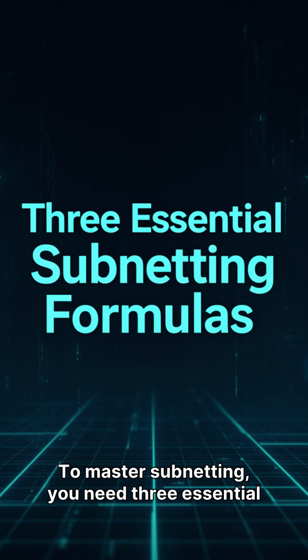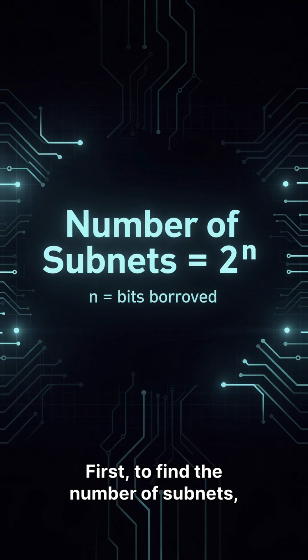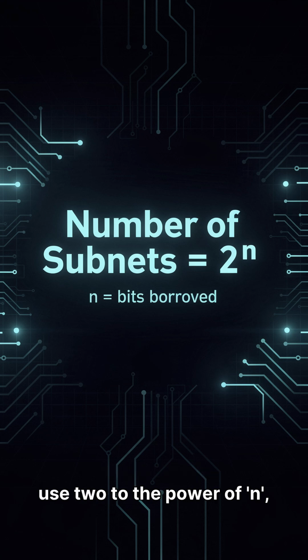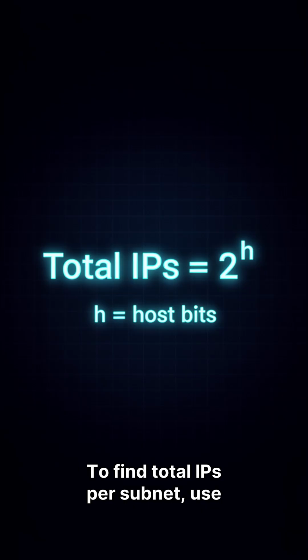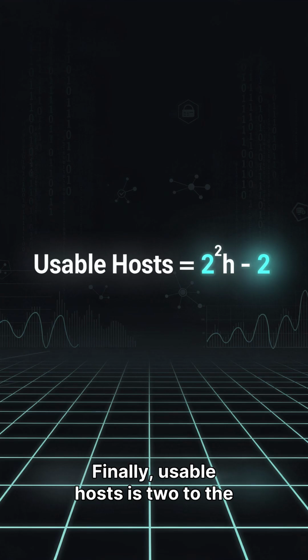To master subnetting, you need 3 essential formulas. First, to find the number of subnets, use 2^n, where n is bits borrowed. To find total IPs per subnet, use 2^h, where h is host bits. Finally, usable hosts is 2^h - 2.